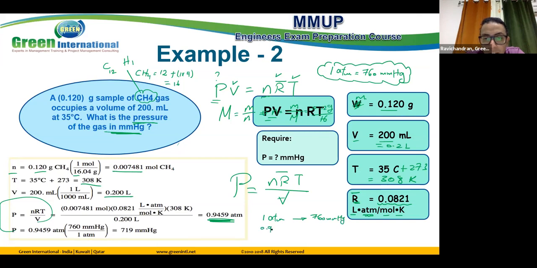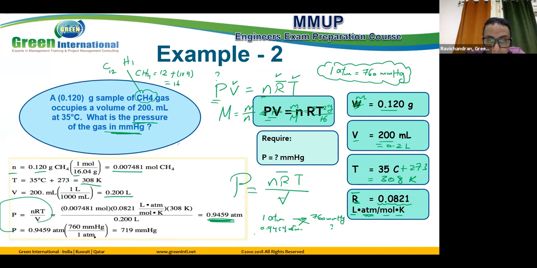So 0.9459 atmospheric. What is this value? Cross multiplication. This one way. Other way, as I did it in many applications for numerical, this atmospheric. So I needed to change from atmospheric to millimeter mercury.